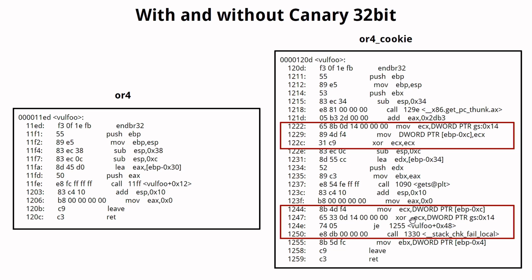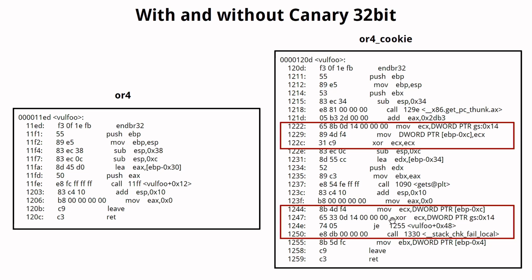Then after the call to gets returns, before this function returns, the compiler instrumented more instructions here. The first one is move EBP minus C, that's our canary value on the stack, to the register ECX. Then we compare. Here we didn't use the CMP instruction. Instead we use the exclusive OR instruction. If the values are equal, the result of the exclusive OR should be zero, right? So ECX, which is the value from the stack, and the value at that memory location, GS plus 14, we exclusive OR them.